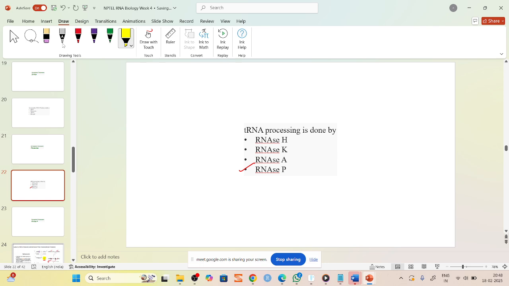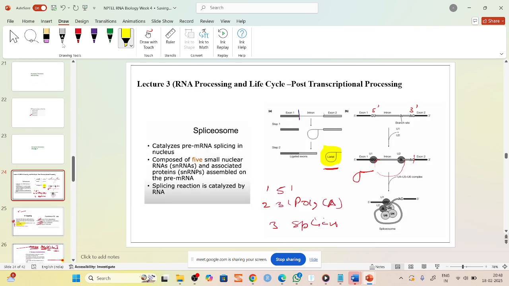Then we did some questions related to this second lecture. And then we talked about how the spliceosome complex works. We talked about how a lariat structure is formed and the intron is removed as a lariat structure. First, there is a cut here. This goes and binds at the branch point. And then there is a cut here and then it gets removed.